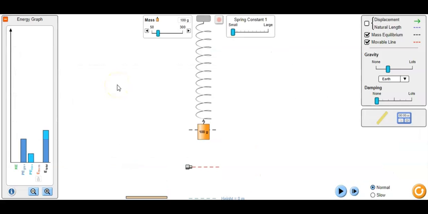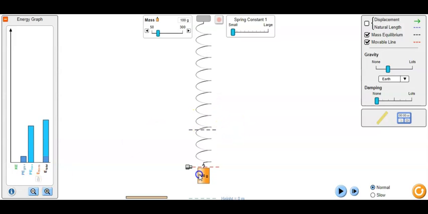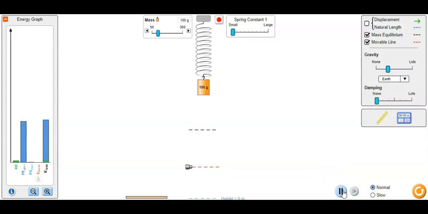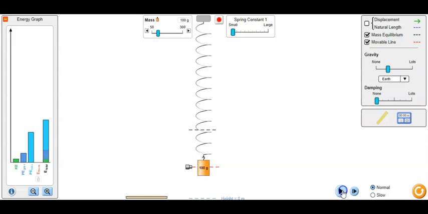Let's run the simulation and make that observation that when you increase the spring constant, you're going to see a change in the period of oscillation. We're going to start with a small spring constant, and we're going to begin by releasing the mass, and you can see how slowly this mass oscillated.